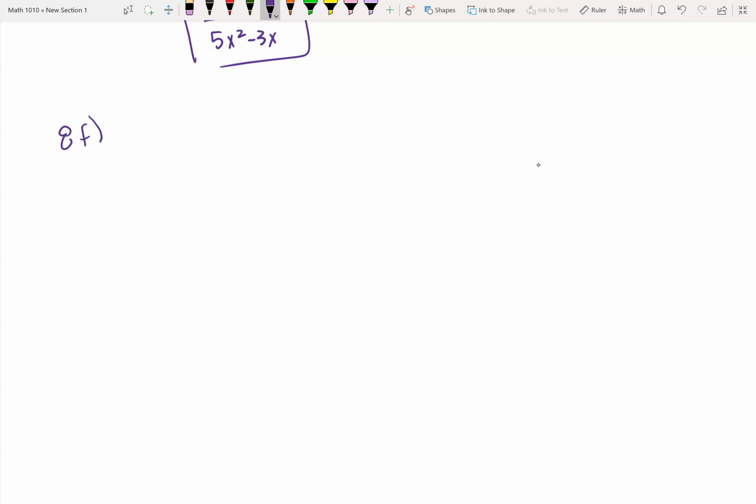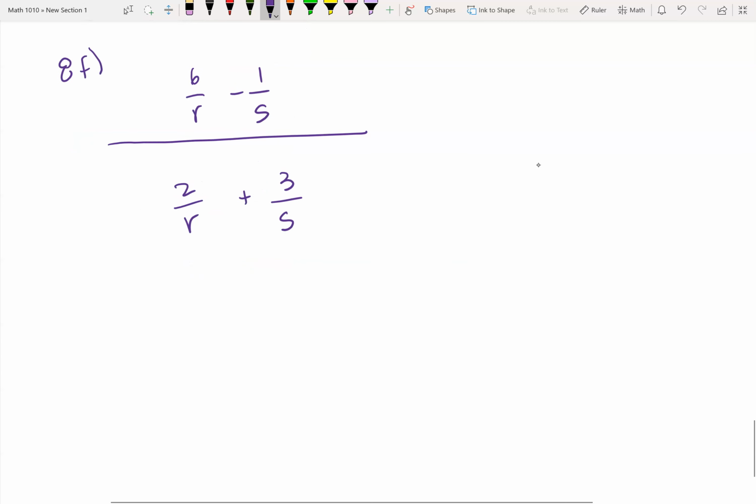Okay, 8F. Make that line long. I'll write the original problem so you can see it. One of the biggest mistakes people make is they write it as a division symbol right now. But remember, the first thing you have to do is get a single fraction on the top and a single fraction on the bottom. So on the top, common denominator is going to be r times s.